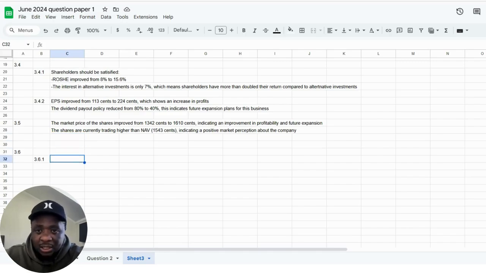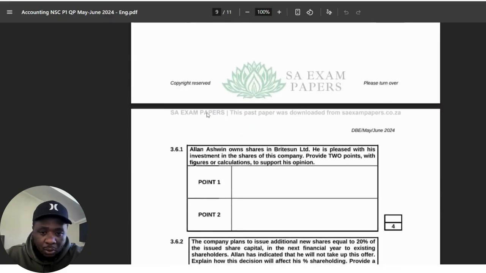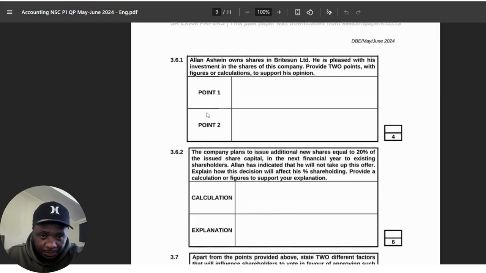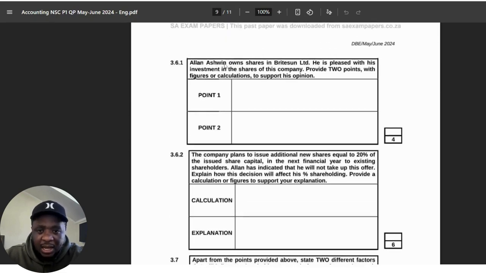All right, and now let's move to 3.6. So for 3.6, what is the question? It says Alan Ashwin owns shares in Bright Sun Limited. He is pleased with his investment in the shares of this company. Provide 2 points with figures or calculations to support this answer. Okay, cool.